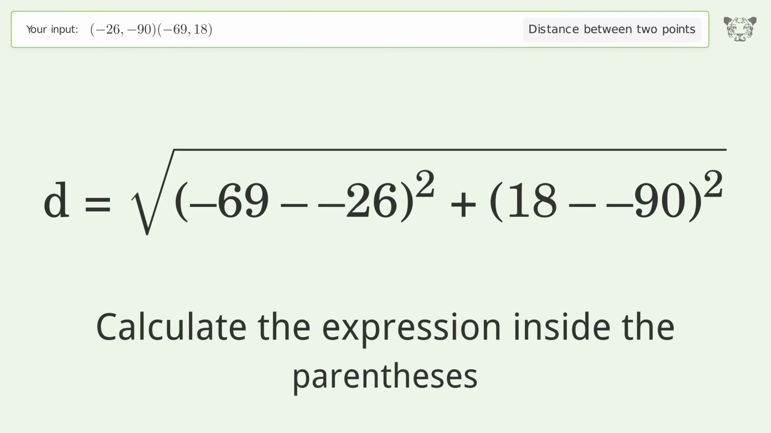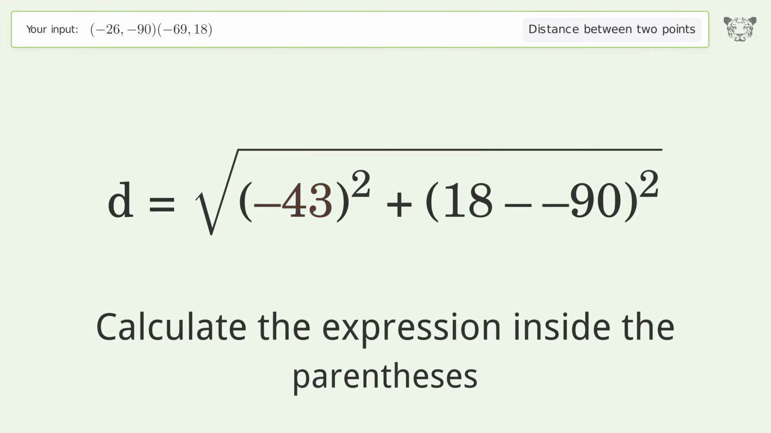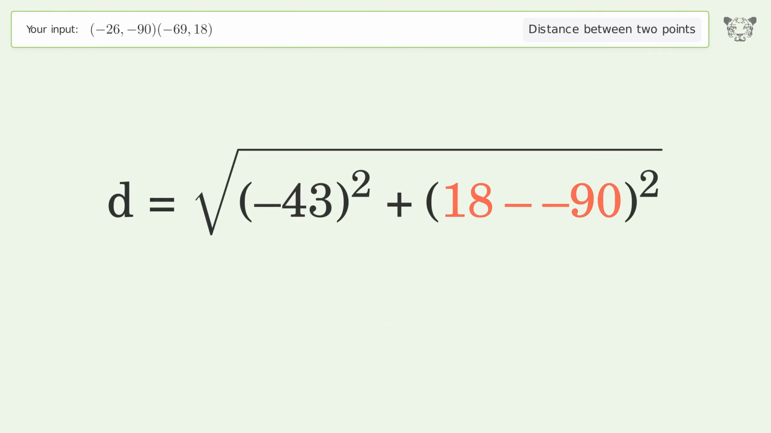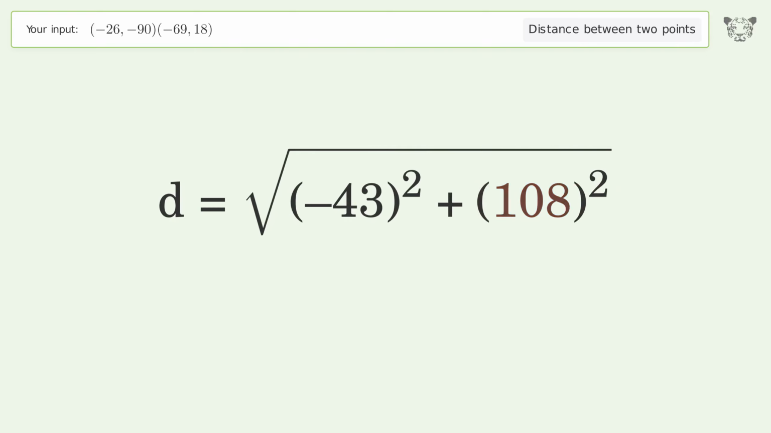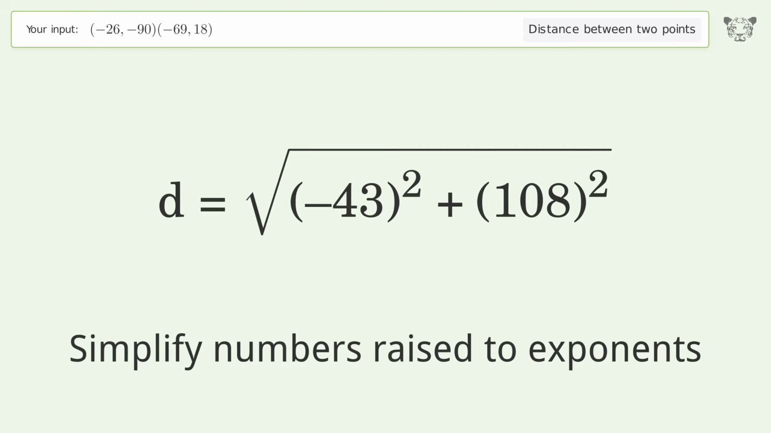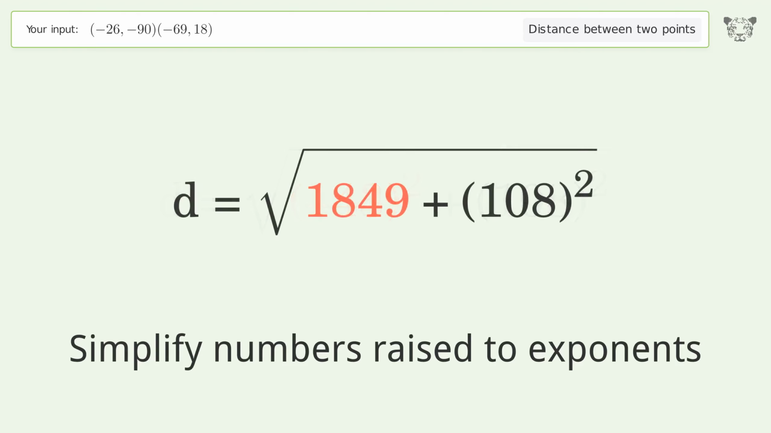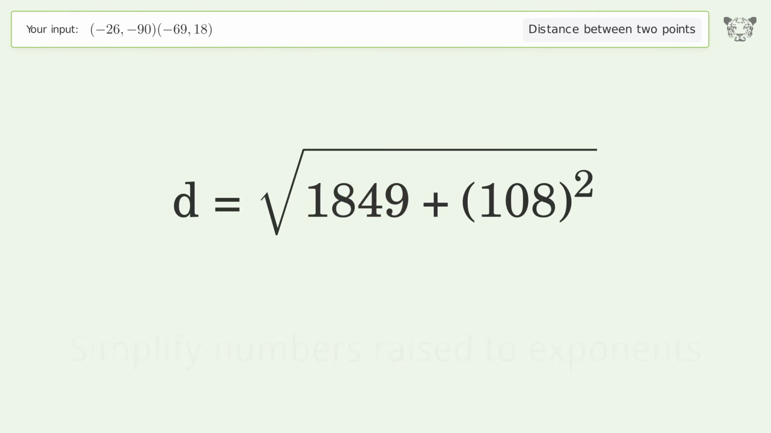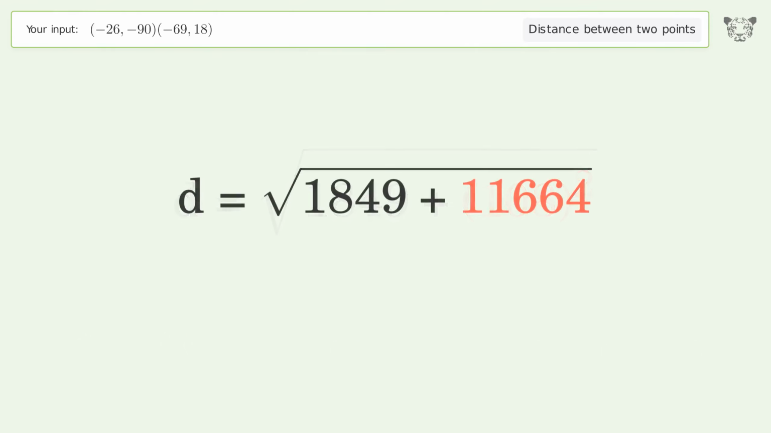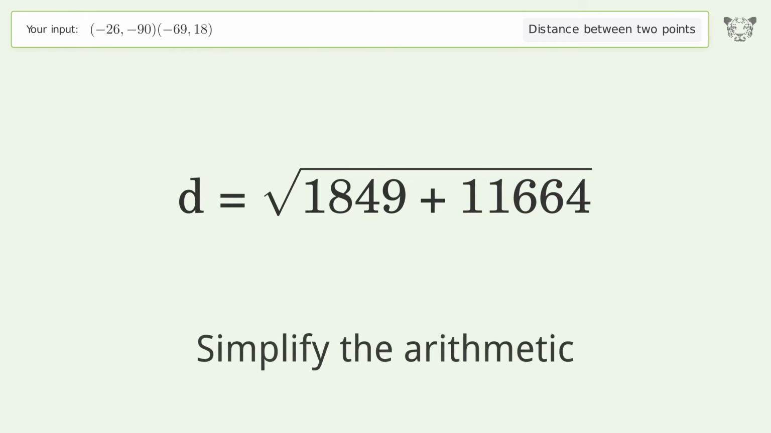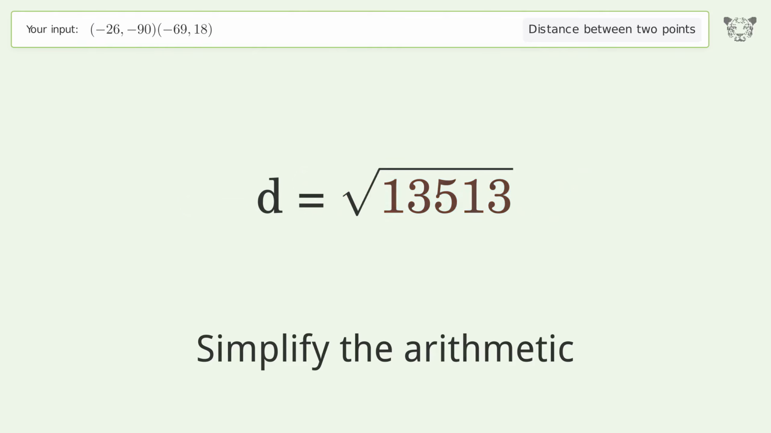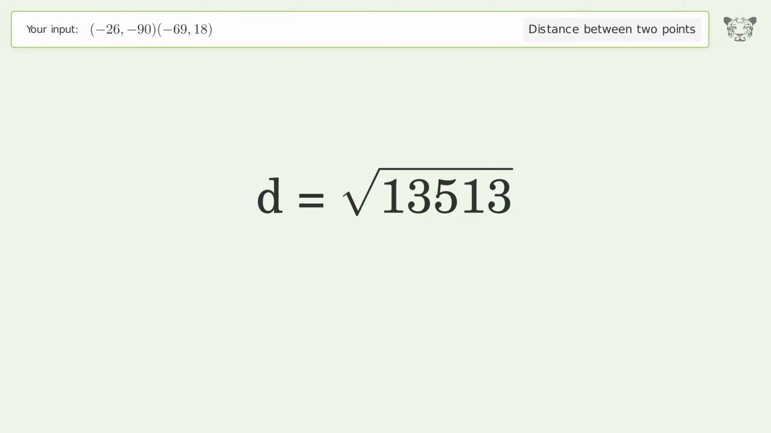Calculate the expression inside the parentheses. Simplify numbers raised to exponents. Simplify the arithmetic. And so the distance between the 2 points is the square root of 13,513, or 116.245.